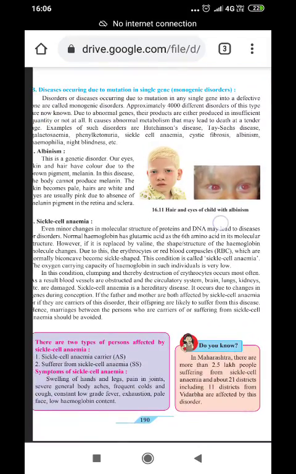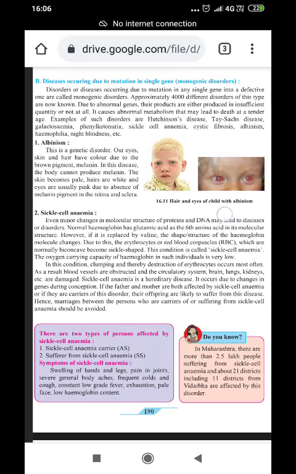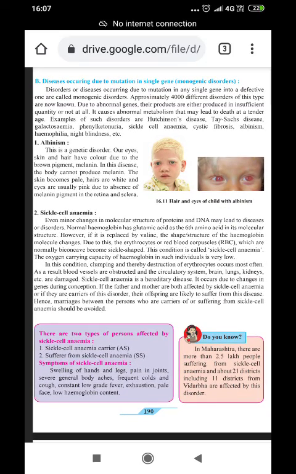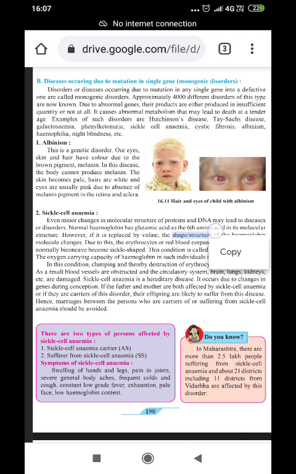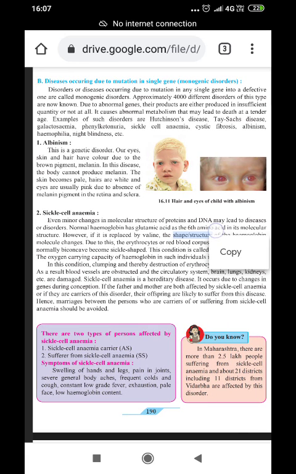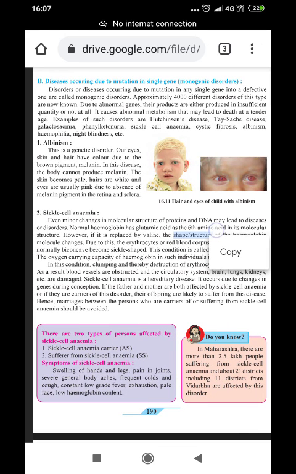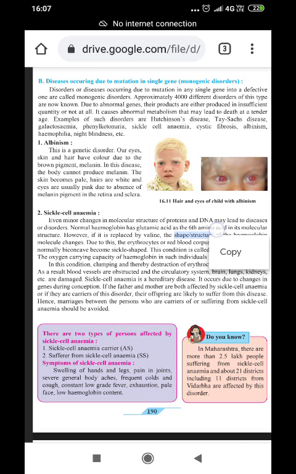Now, whatever defects we have studied were due to numerical defects, meaning the number of chromosomes was different. In one case, it was trisomy, that is, the 21st pair containing an extra chromosome. In one, there was only one chromosome, that is the X chromosome; the Y chromosome was not there. Then the third one was in the last pair of chromosomes: instead of having only XY, it was XXY.